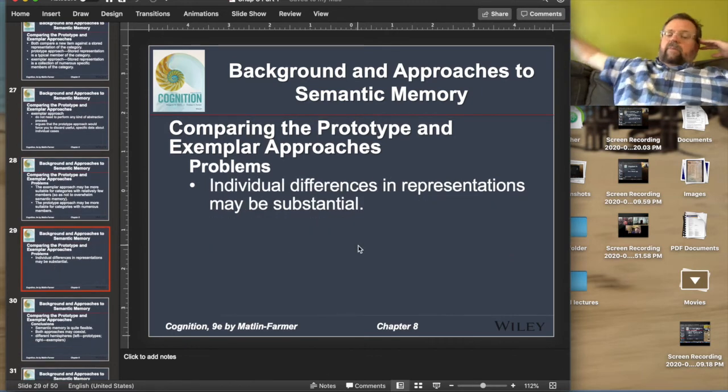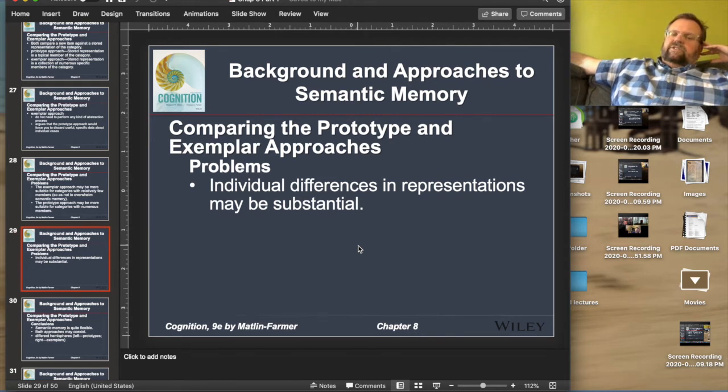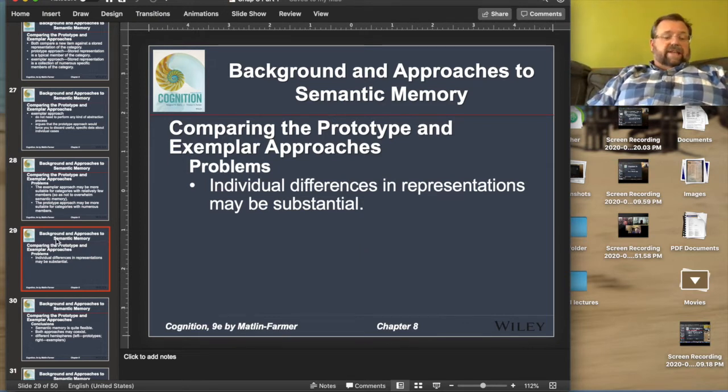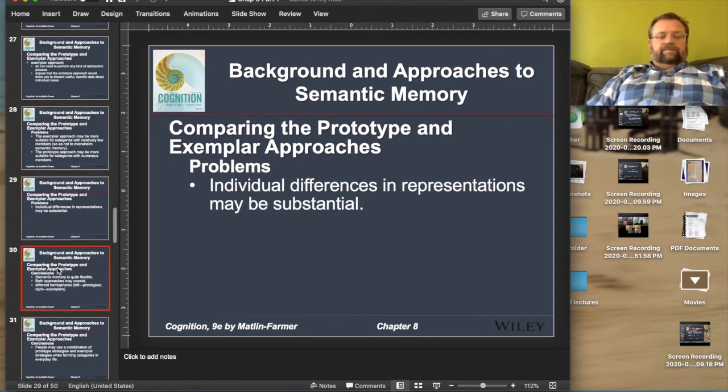Then, of course, another potential problem is that there's a certain amount of individual difference in terms of different types of representations. So there's not always exact matches for what persons use as either their prototype or the exemplar. There's a certain amount of variation in terms of which of those actually get used.